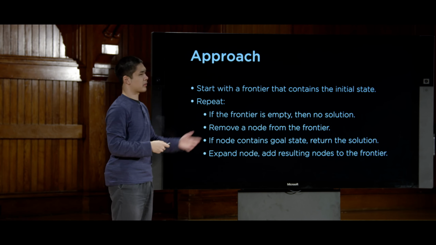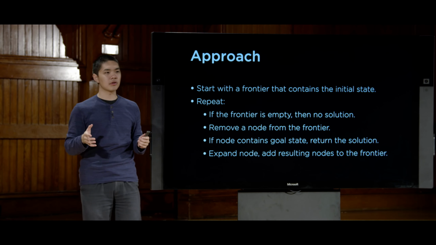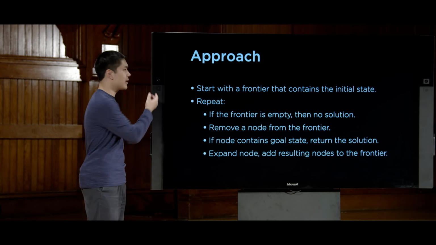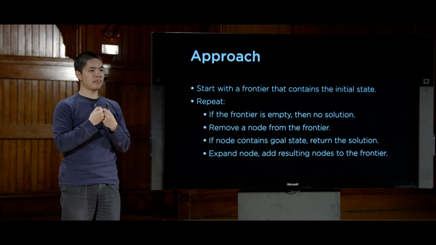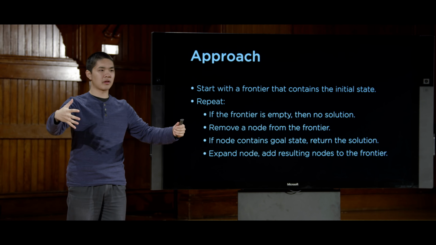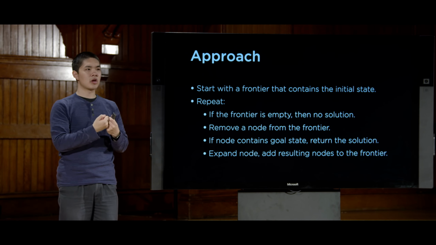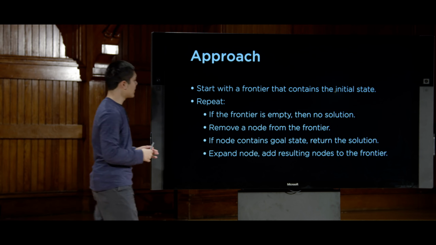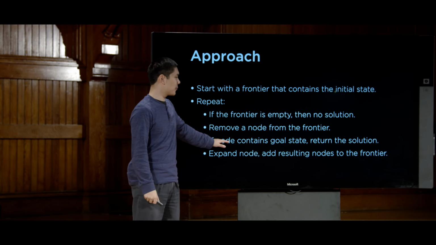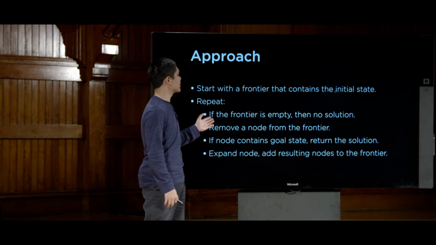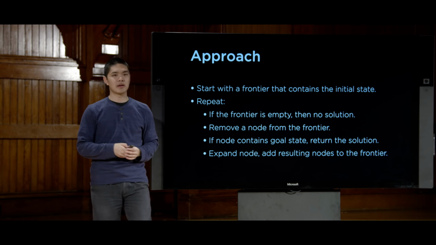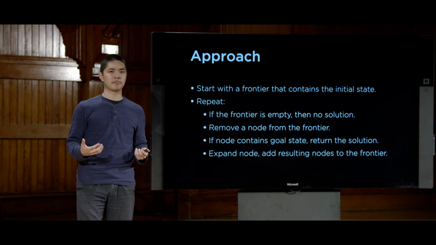And then we'll repeat this process. So at a very high level, the idea is we start with a frontier that contains the initial state, and we're constantly removing a node from the frontier, looking at where we can get to next, and adding those nodes to the frontier, repeating this process over and over until either we remove a node from the frontier and it contains a goal, meaning we've solved the problem, or we run into a situation where the frontier is empty, at which point we're left with no solution.